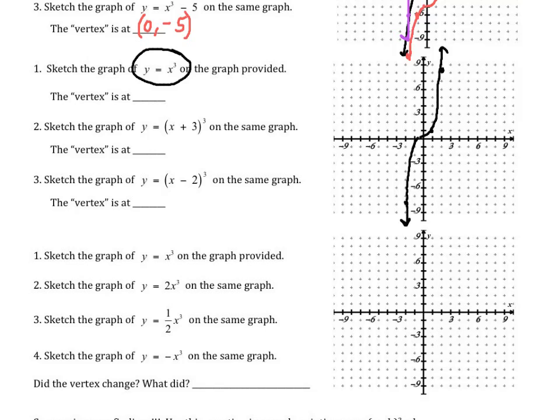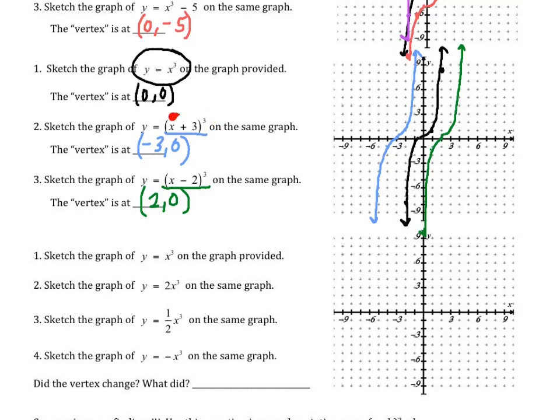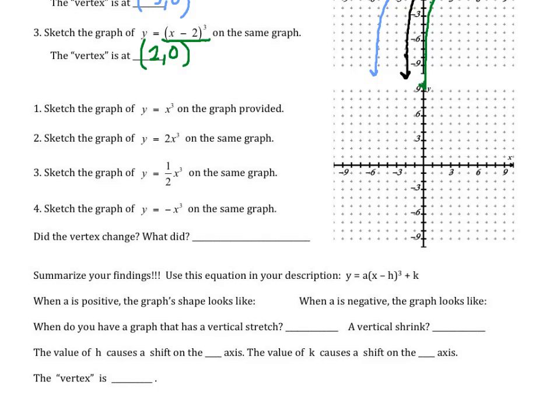And now I'd like you to use your calculator to graph the other two functions in different colors and think about how the changes to the equation affected the graph. Okay, so I graphed x plus 3 cubed in blue. Notice how it is shifted from the parent function. And I graphed x minus 2 cubed in green. Notice how it's shifted from the parent function. Hopefully yours look the same.